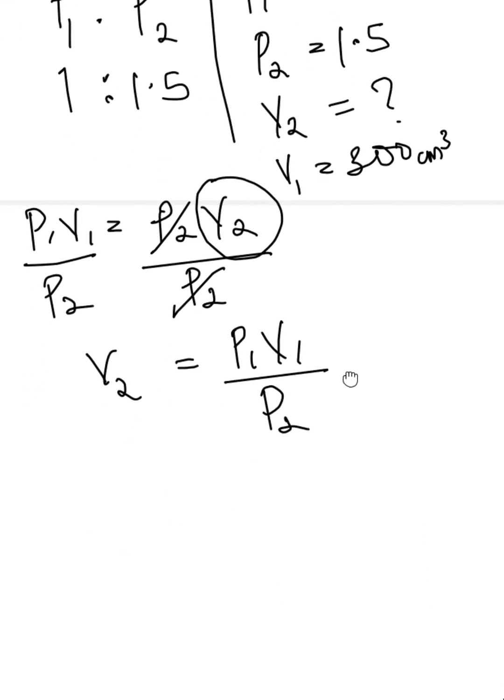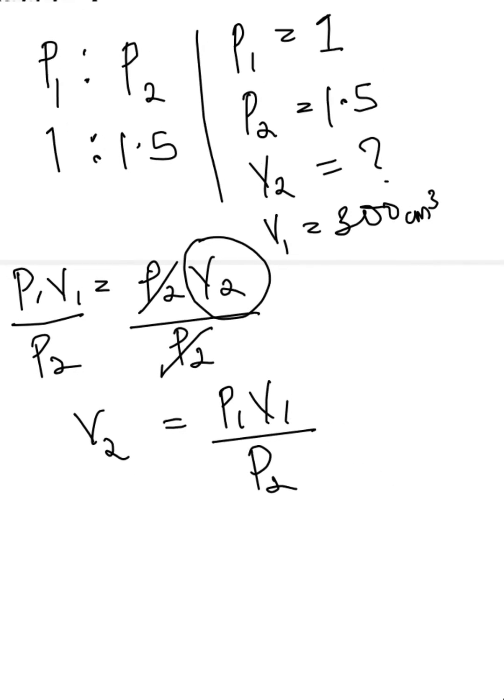All right. So when you have done it like this, the next thing to do is to carry these values and put them into this equation, which is V2 is equal to P1. What will be P1? P1 is 1.